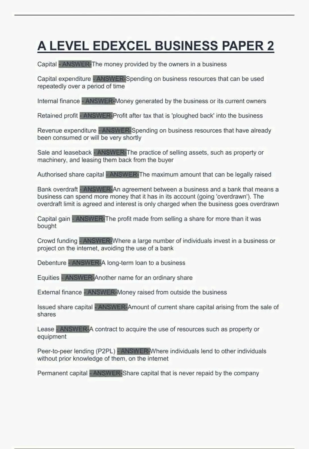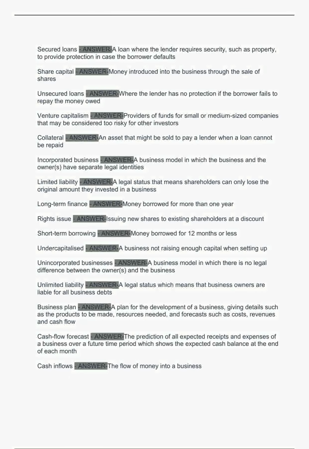Lease. Answer. A contract to acquire the use of resources such as property or equipment. Peer-to-peer lending, P2PL. Answer. Where individuals lend to other individuals without prior knowledge of them on the internet. Permanent capital. Answer. Share capital that is never repaid by the company. Secured loans. Answer. A loan where the lender requires security, such as property, to provide protection in case the borrower defaults. Share capital. Answer.